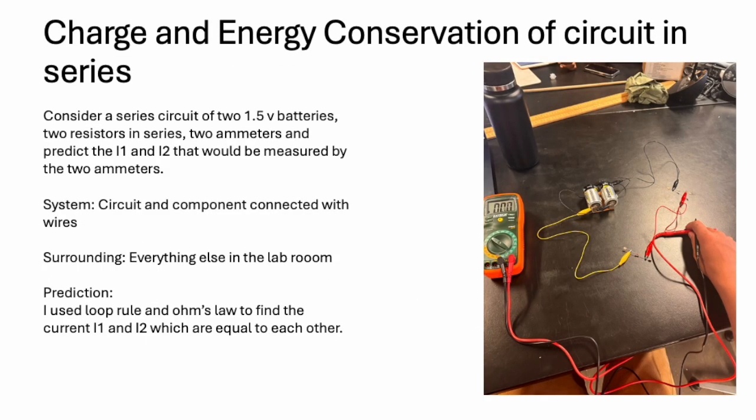First part of the lab. For the first part of the lab, we need to consider a series circuit of two 1.5 volt batteries, two resistors in series, and two ammeters, and predict the I1 and I2 that would be measured by the two ammeters. The system during the experiment was the circuit and the components connected with wires. The surrounding was everything else in the lab room. I used the loop rule and Ohm's law to find the currents I1 and I2, which are found to be equal to each other.